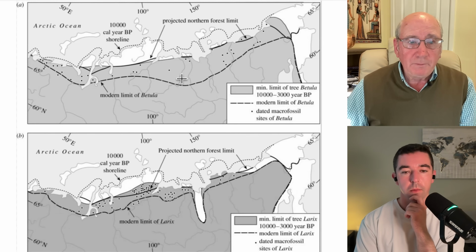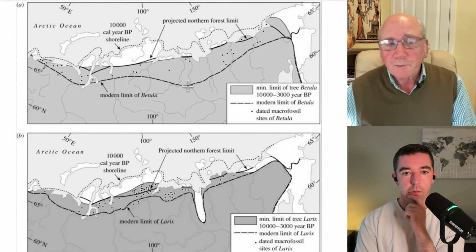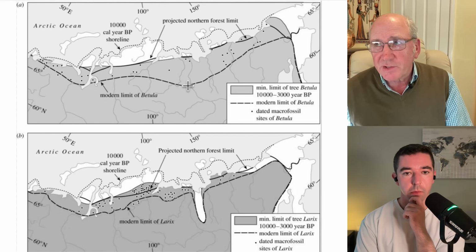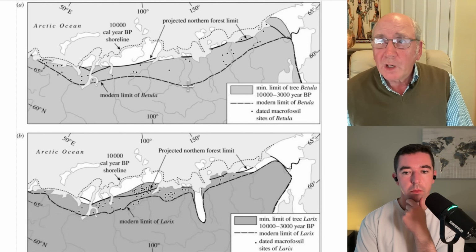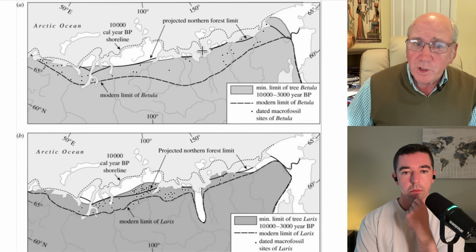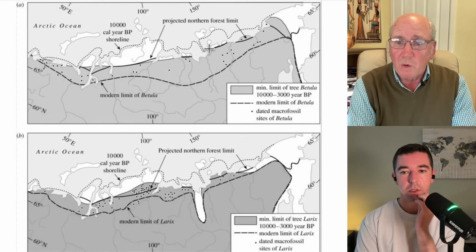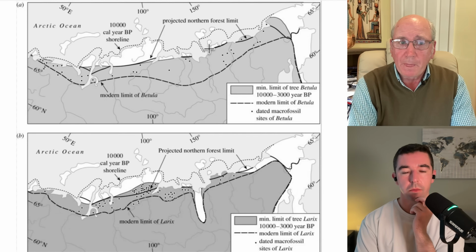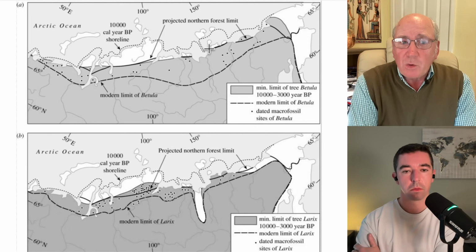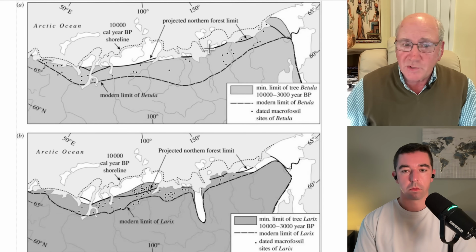Now, that is 3 degrees of latitude. 3 degrees of latitude is 180 nautical miles. Call that 350 kilometers. So the tree line was further north by 350 kilometers because it was warmer 8,000 years ago. And so we know, we have proven that it was warmer during the Holocene maximum.